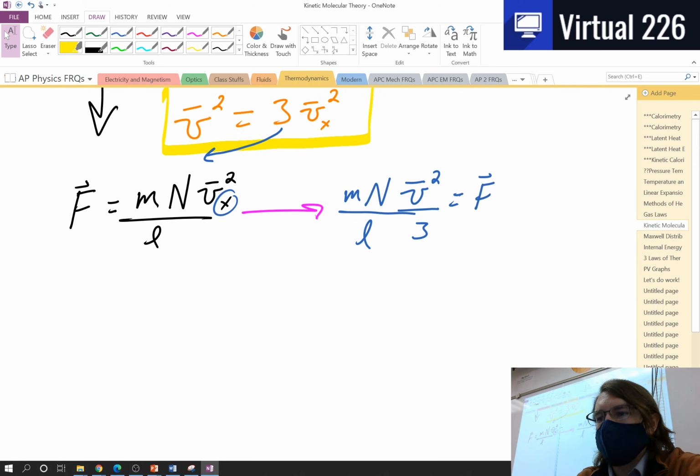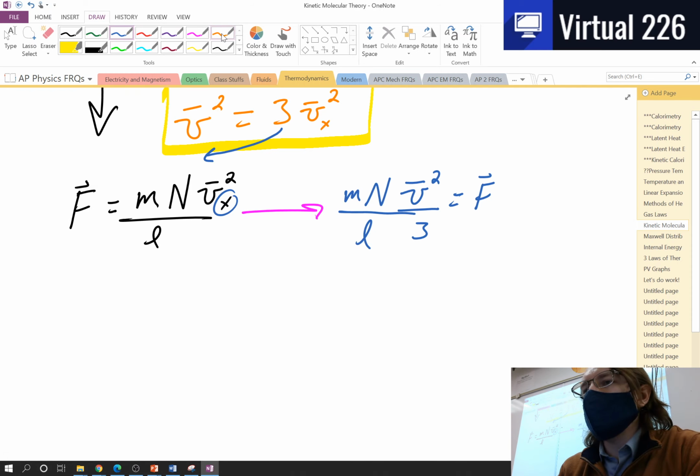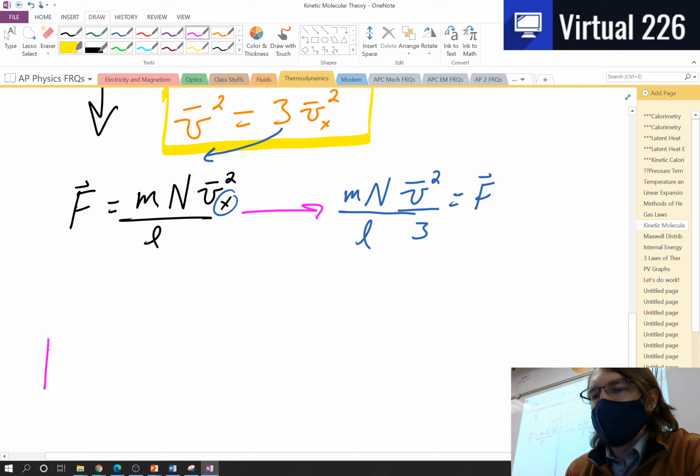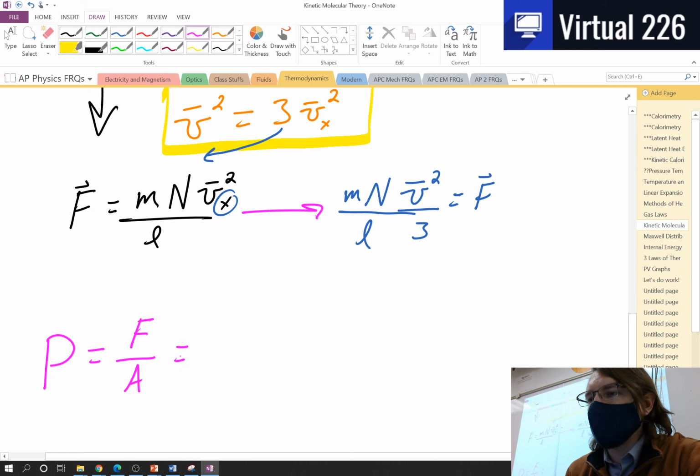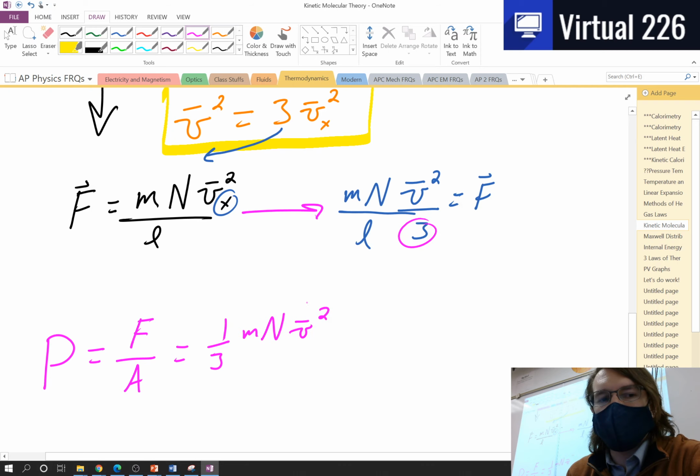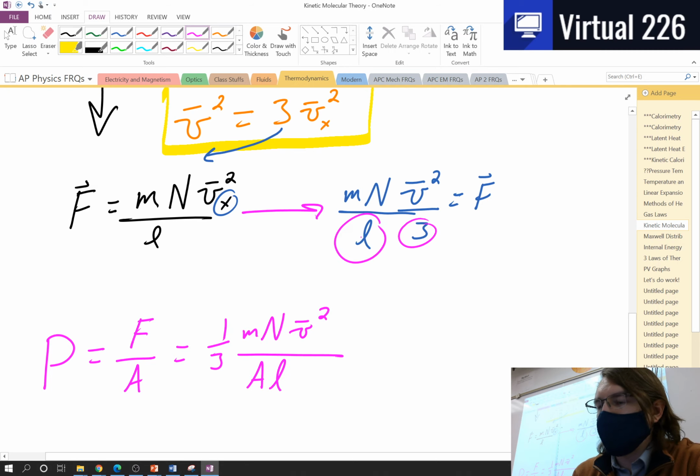Now, from here, we have this force, and notice that there is a length in our denominator. Well, what we can do from here is start thinking about pressure. We know pressure is a force per unit area. So what we can state here is that this force, which we could write as 1/3, that's the 1/3 right here, times m N average velocity squared, this can be divided by AL. The L came from the original force equation, and the area came from the derivation of pressure.